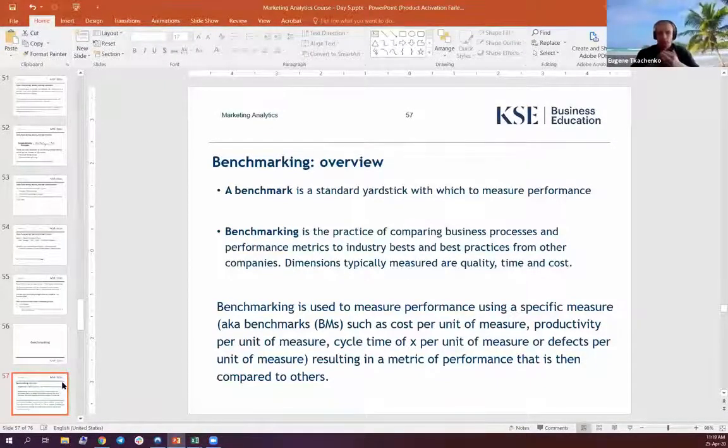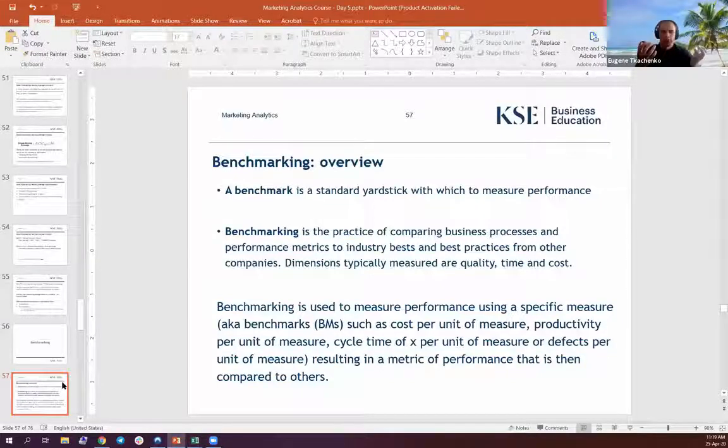So when we will be dealing with KPI versus benchmark comparison, benchmark is just the way of measuring. KPI is an indication of your performance. So just don't get those two items confused.